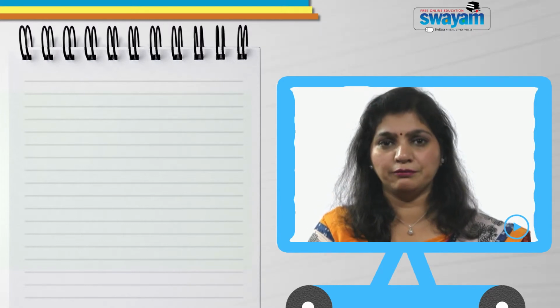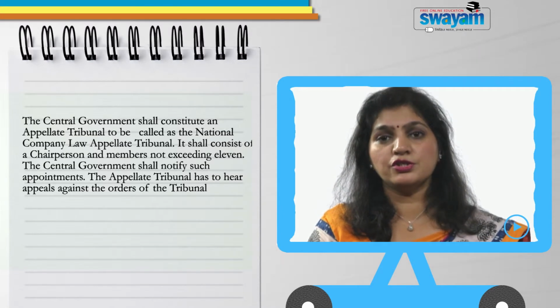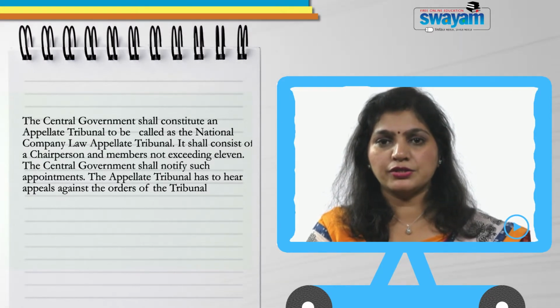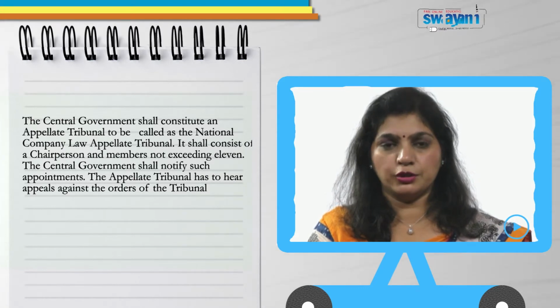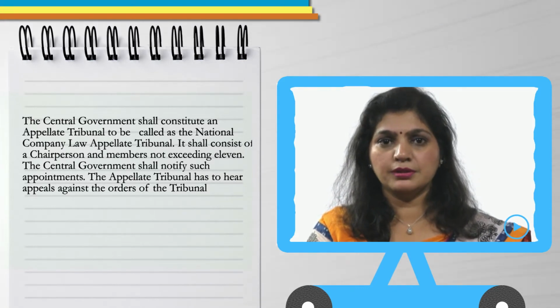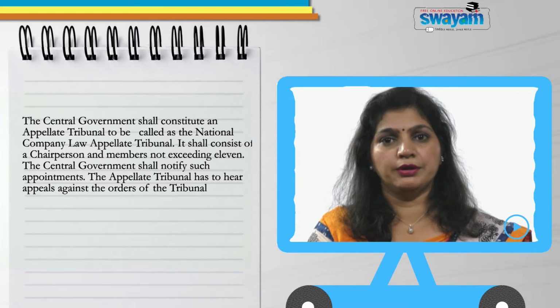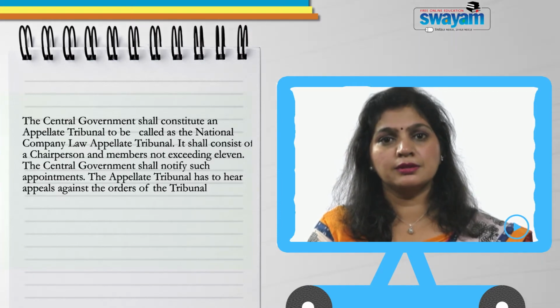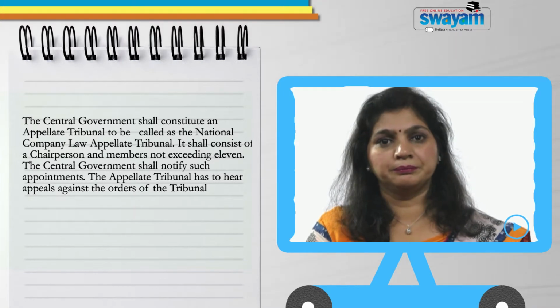Section 410 further provides the central government shall constitute an appellate tribunal to be called as the National Company Law Appellate Tribunal. It shall consist of a chairperson and members not exceeding 11. The central government shall notify such appointments. The appellate tribunal has to hear appeals against the orders of the tribunal.